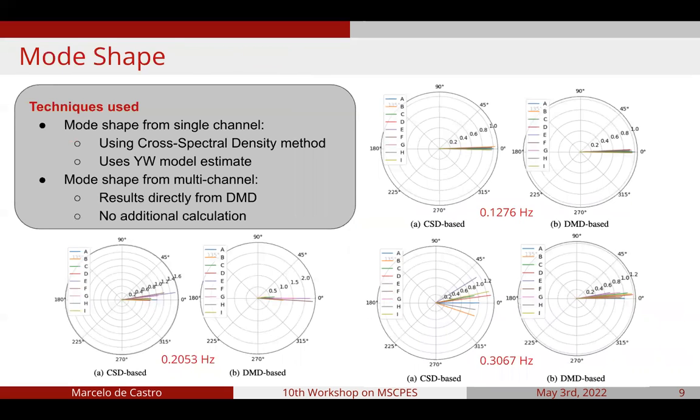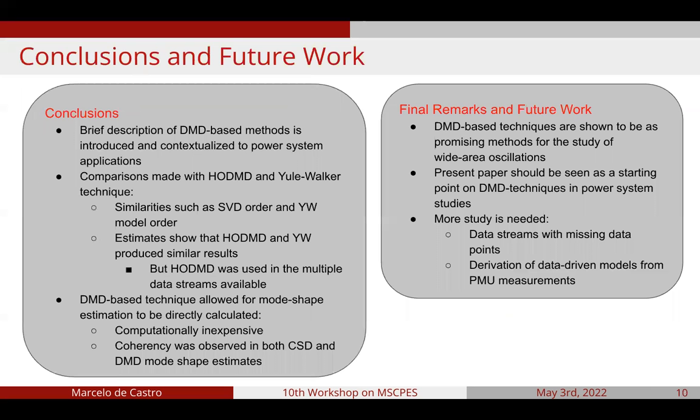Another benefit of using DMD-based techniques is that we directly have access to mode shapes, which should be calculated separately when using other techniques such as Yule-Walker methods. Here, we use the cross-spectral density method to estimate the mode shape, and as one can observe, the results are similar to the ones obtained with the HODMD. Although the CSD estimated shape seems more scattered, especially in the mode at 0.3067 Hertz, it still represents a set of coherent generators, which is also shown in the DMD-based approach.